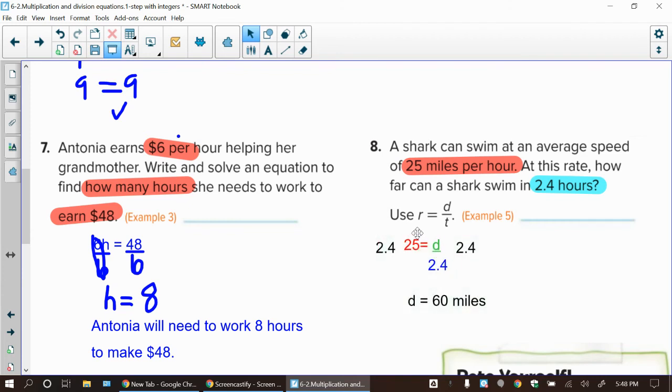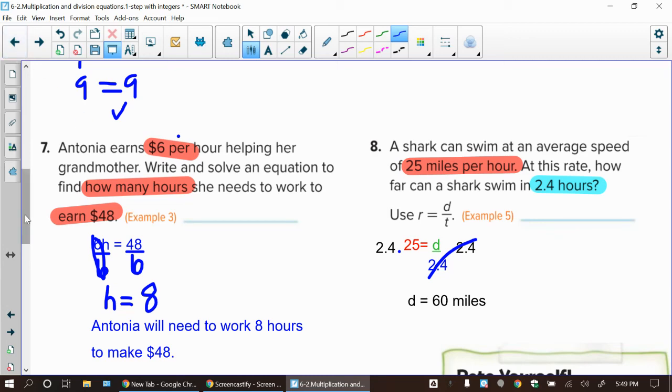So here was my original equation in the colors. And then I multiplied both sides by my 2.4, because then these canceled. Then I found out that D equals 60 miles. So the shark can swim 60 miles in 2 4/10 hours.